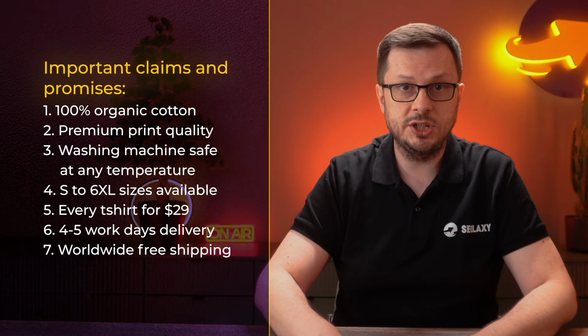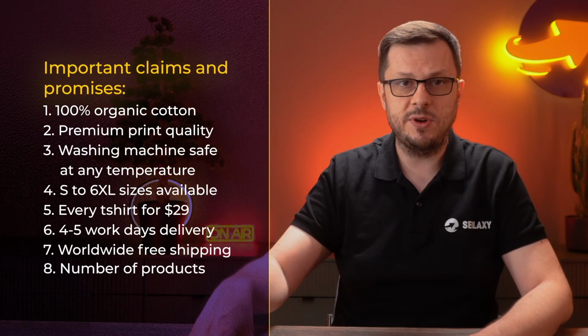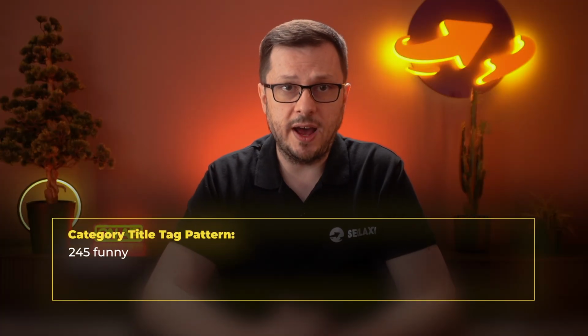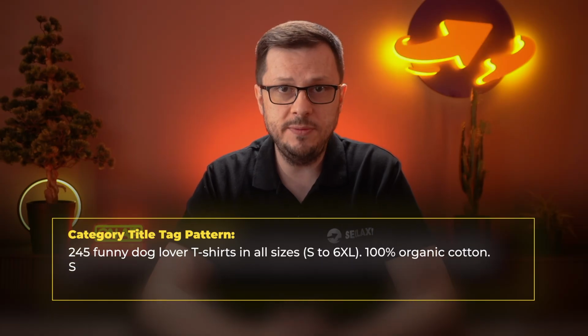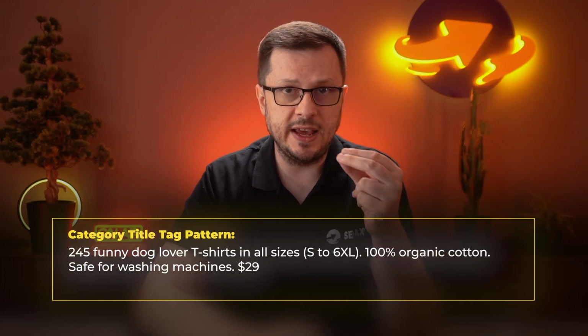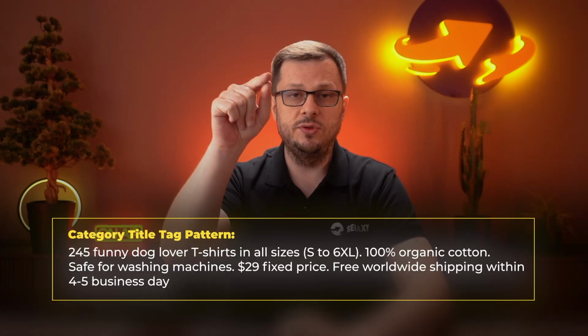Now let's create a meta description pattern. For this we have 165 characters including spaces, but we should stick to 155 characters to be safe. 6 bullet points are left, but we will add one more to make sure the potential customer knows he has enough products to choose from. We'll add the number of different products in that category, and we'll start with it. Let's say we have 245 different t-shirts in all sizes, S to 6XL in brackets, 100% organic cotton, washing machine safe, $29 fixed price, and free worldwide shipping within 4 to 5 business days.